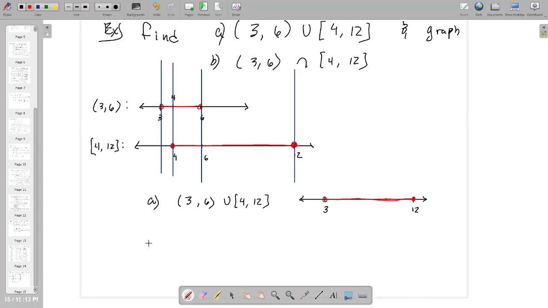Part B. 3, 6, intersect 4, 12. And now remember, the intersection means that we take the numbers or the values, the elements of each set that are contained in both sets. So now we're looking for where the two sets overlap. And in this case, they overlap between 4 and 6. As we can see, we have a red line here and red line here, indicating that they are contained in each of the respective sets. So we go from 4 to 6.